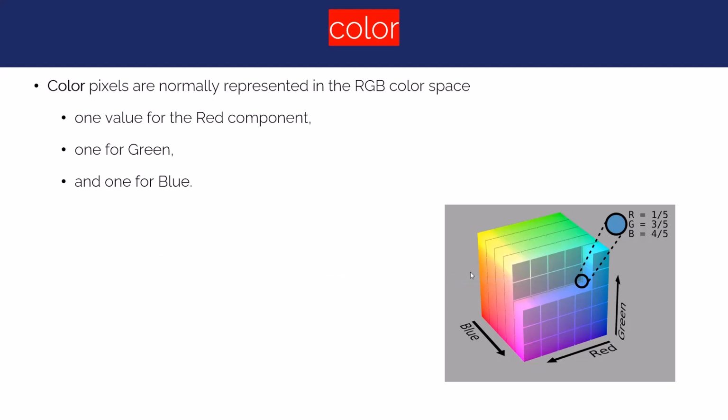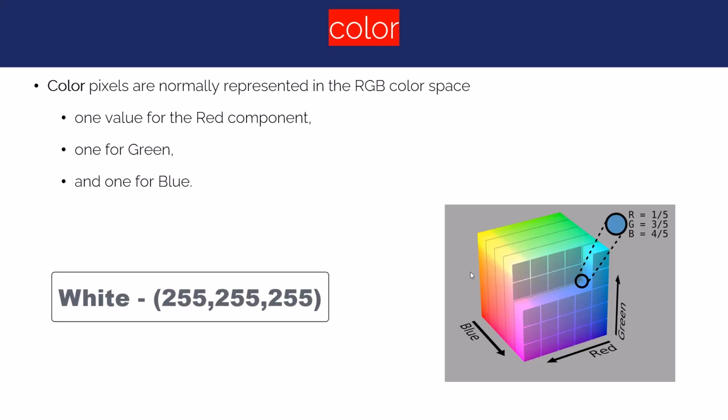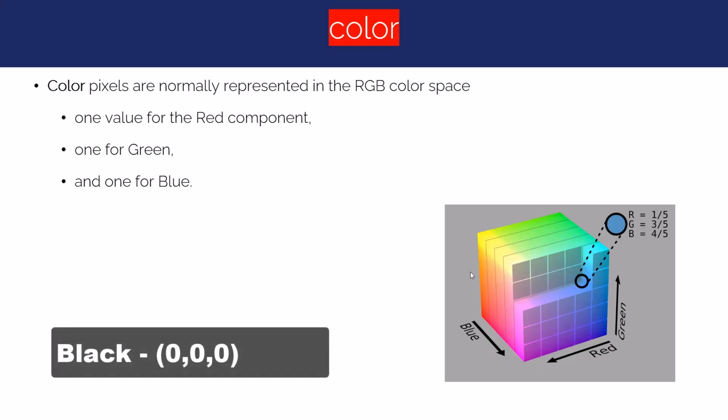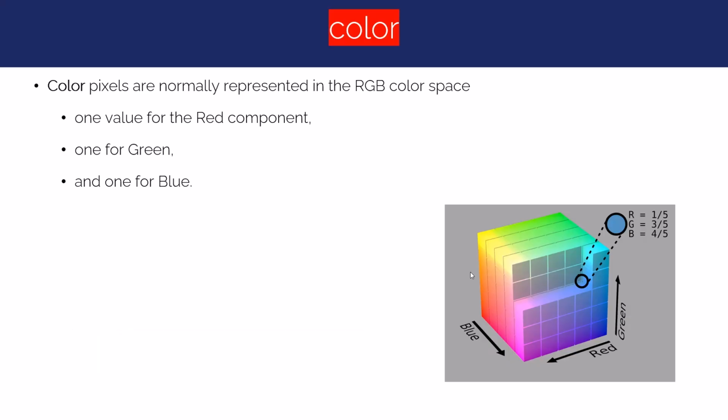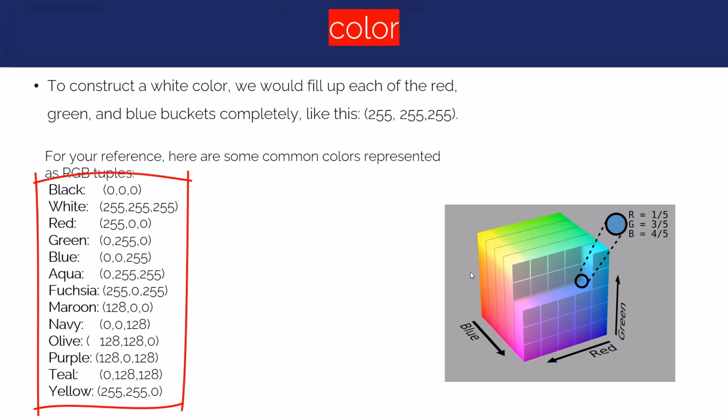To construct a white color, we fill up each of the red, green and blue buckets completely, something like 255, 255 and 255. To create the black color, we would empty all the buckets of red, green and blue, which is filling up the values with 0. For your reference, here are the common colors represented as RGB tuples. Black is 0, 0, 0, white is 255, 255, 255 and red is 255, 0, 0 and so on.